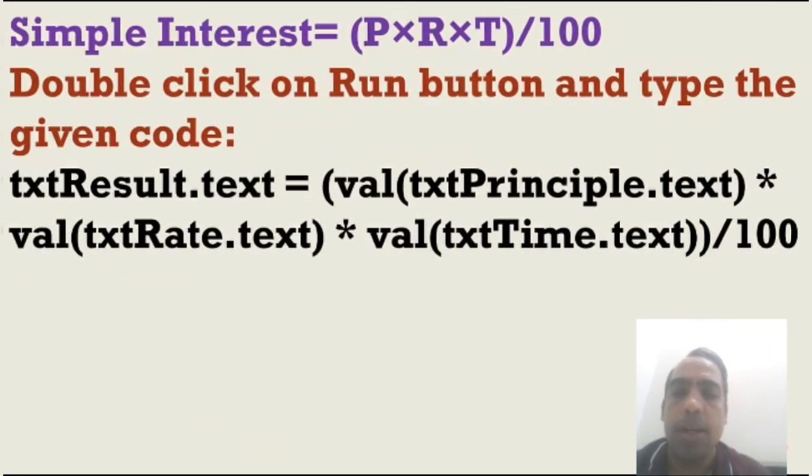Now you can see the coding part of this program. Students, you all know that the formula for simple interest is P multiply R multiply T upon 100. For coding, you have to double click on run button and type this code. txtResult.text equals val of txt principal.text multiply val of txt rate.text multiply val of txt time.text upon 100. After that, run this program. Your output will come properly.